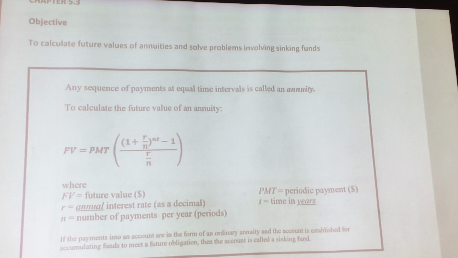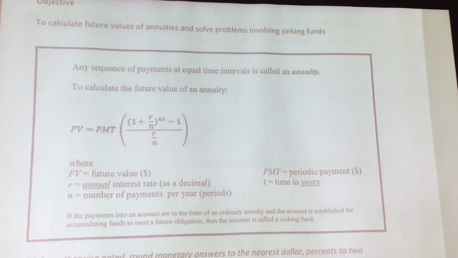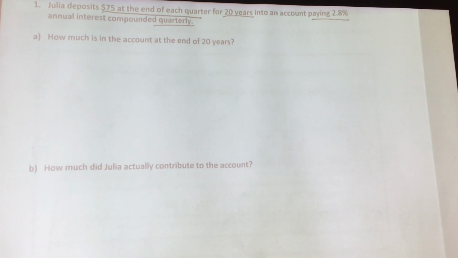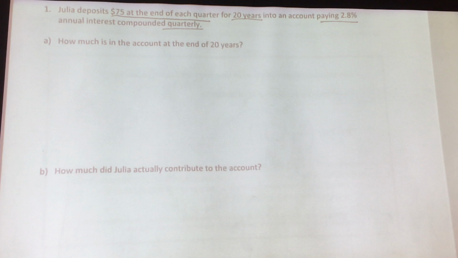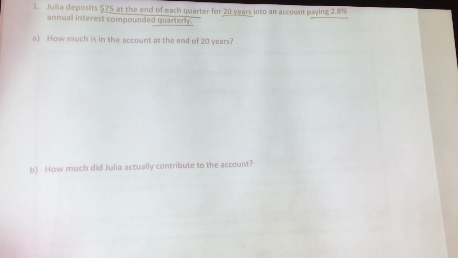In Chapter 5, Section 3, after you have read the objectives, you can go ahead and do the problems. Let's look at problem number 1. Julia deposits $75 at the end of each quarter for 20 years into an account paying 2.8% annual interest compounded quarterly. How much is in the account after 20 years?